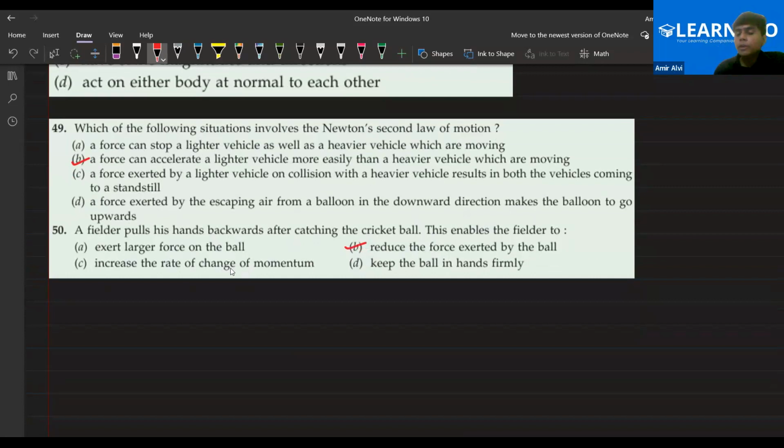Increase the rate of change of momentum? No, we do not increase the rate of change of momentum by pulling our hands in the backward direction. Keeps the ball in hands firmly? It is not the actual reason. So the only actual reason is option B. Am I clear to all of you? Please do let me know fast. Any doubt to anyone? No, sir. Sure, that's great.